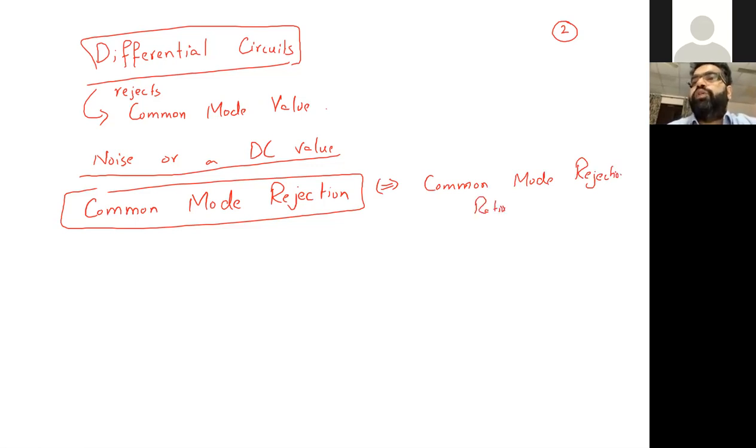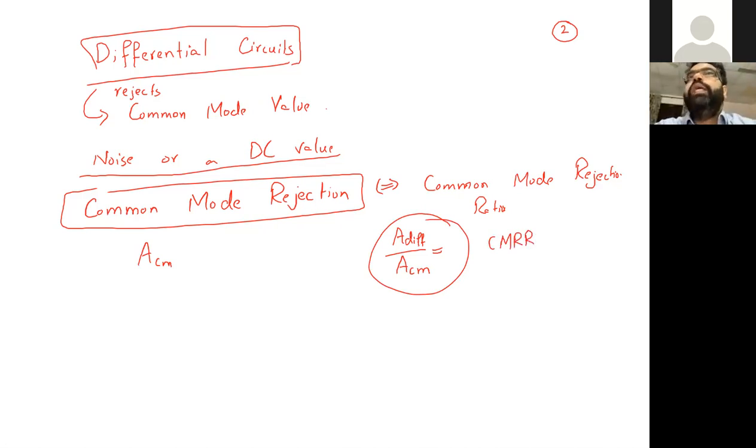For the common mode rejection, ACM is the common mode gain of my system. The common mode rejection ratio is my differential gain in a fully differential circuit divided by my common mode gain. This is commonly known as CMRR. Any amplifier data sheet is not complete without the CMRR, a very common specification, in the range of 100 dB, 120 dB, 90 dB. So 100 dB means the differential gain is 100 dB more than your common mode gain.